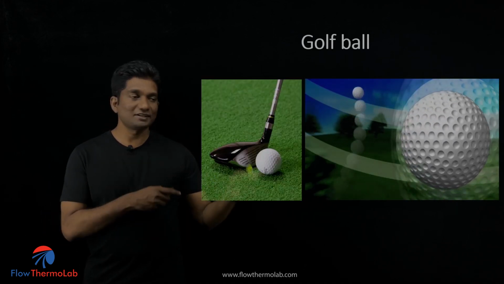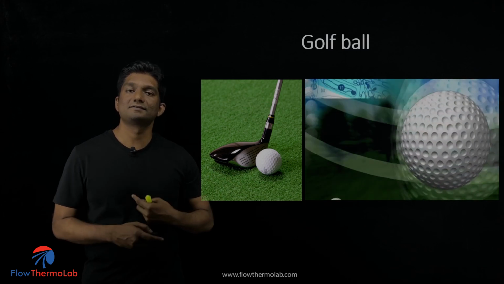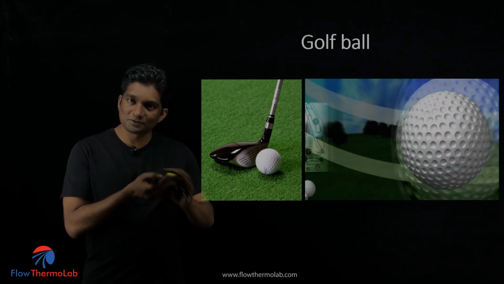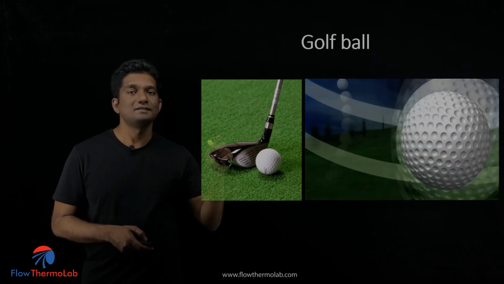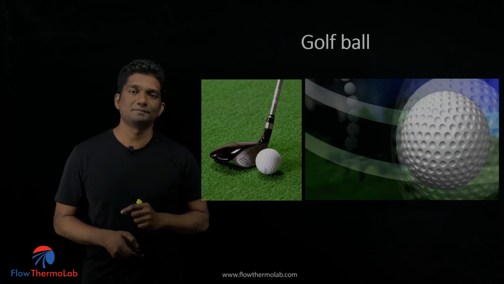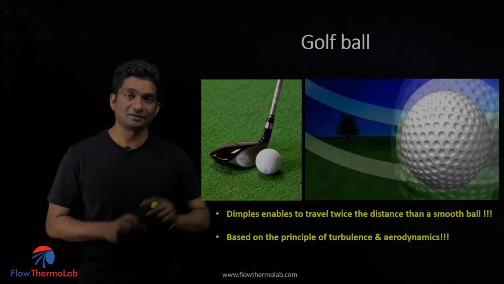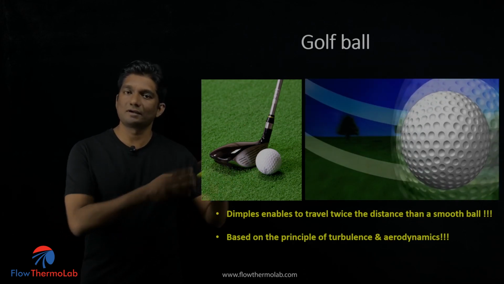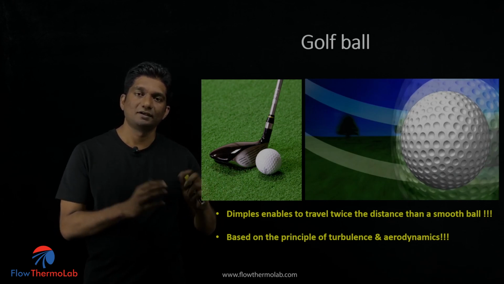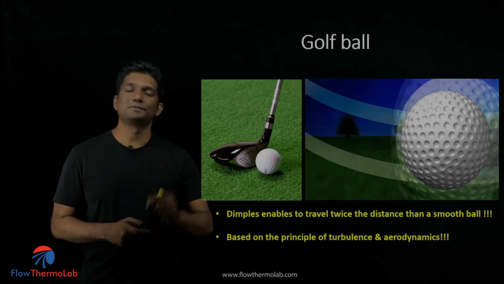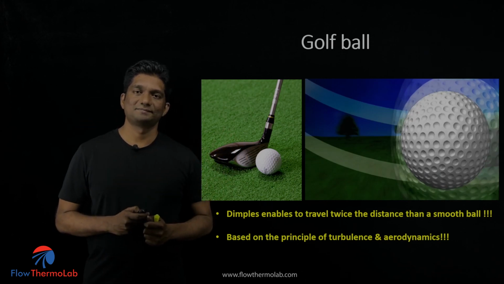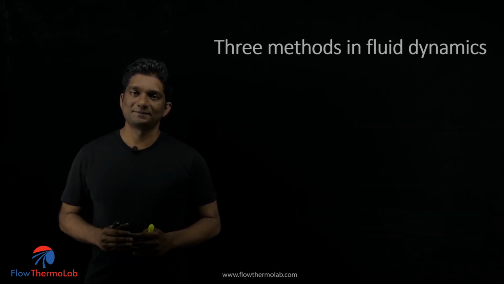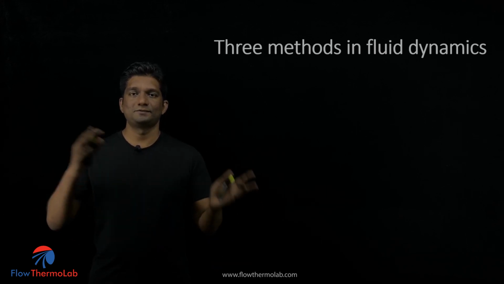Another interesting example in sports is the golf ball. You see that a golf ball travels double the distance compared to a smooth ball. You can see the dimples on this golf ball. This creates turbulence, and that helps it travel a much longer distance, approximately twice that of a smooth ball, based on the principle of turbulence and aerodynamics, again, fluid dynamics.